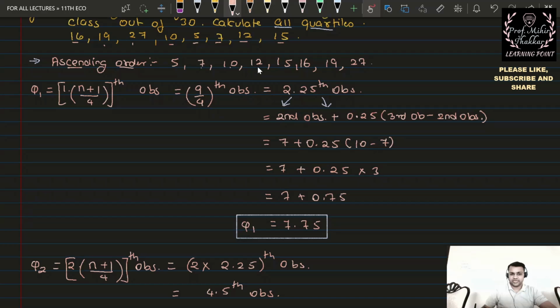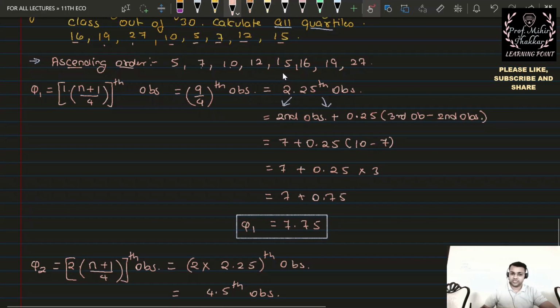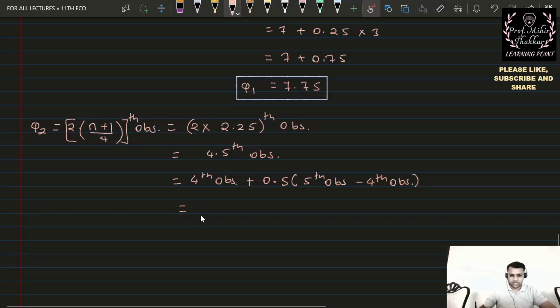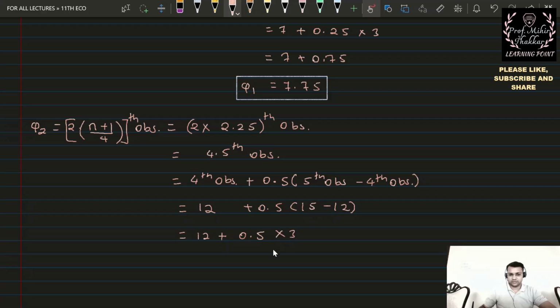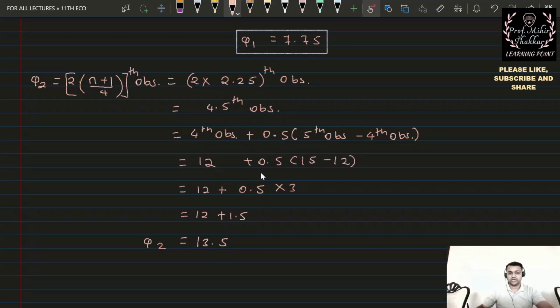which is, now let us search for the fourth observation over here. 5, 7, 10 and 12. So the fourth observation is 12 and the fifth observation is 15. So I will get over here 12 plus 0.5 multiplied by 15 minus 12. So it is 12 plus 0.5 multiplied by 3. So it is 12 plus 1.5, 13.5. So that is the required value for your Q2.